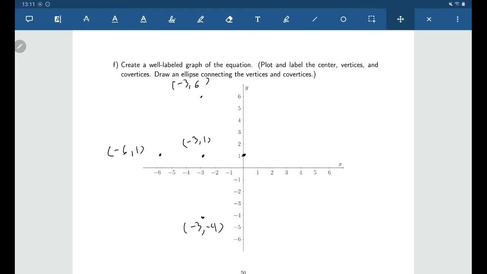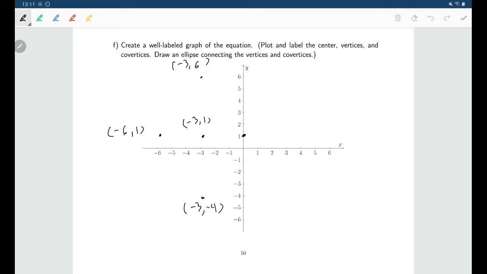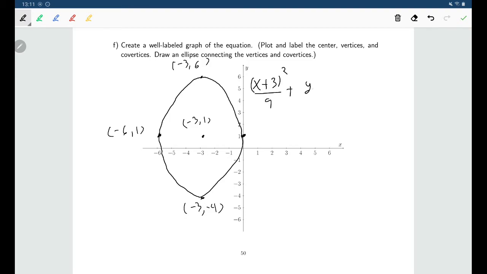So now the next thing for us to do is to draw our ellipse. So trying our best to make a nice smooth shape. Going from my vertices to my co-vertices and around again. That's reasonably good. There we go. And so the last thing that I would want to do is, of course, to finish by labeling my equation. So I'm just going to label x plus 3 squared over 9 plus y minus 1 squared over 25 is equal to 1.